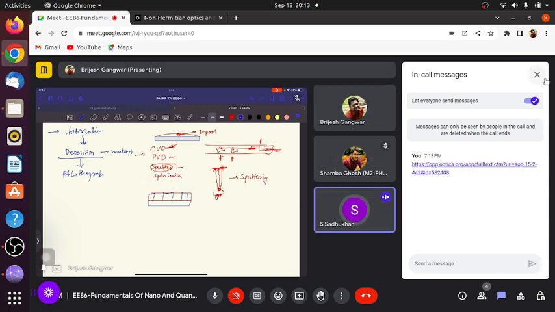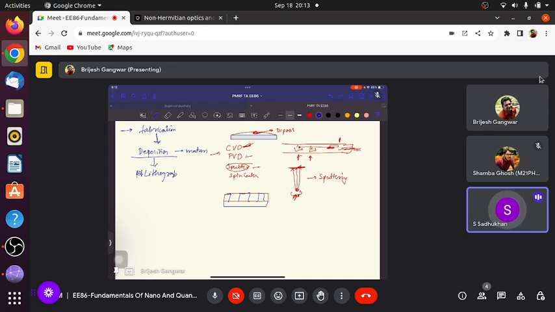Okay, and under this lithography, I think masking and etching, everything will come, right? Yes, yes. Under this lithography it will come.